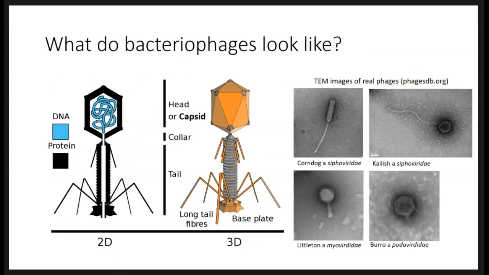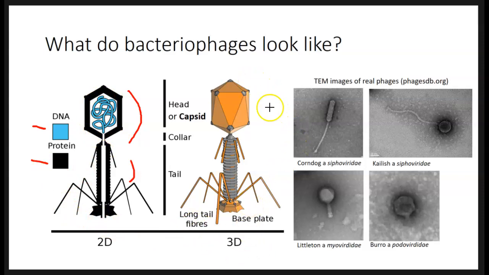So what do these tailed bacteriophages look like? This is a diagram of one particular tailed phage called T4 bacteriophage. Bacteriophages have 2 different components. They have protein components and they have DNA components. The protein makes up most of the phage, so it makes up the capsid and also the tail and the things that are attached to the tail. And then the DNA genetic material is usually stored within the capsid.